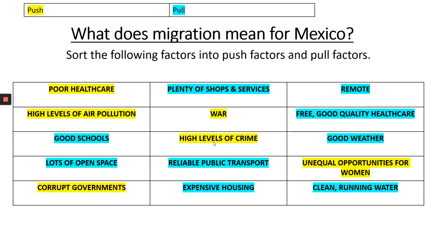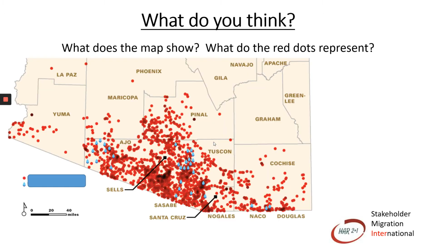Whereas pull factors, there's plenty of shops, it's remote, free, good quality healthcare, good weather, expensive housing, so on and so forth. Now, these are all quite good things. Okay?